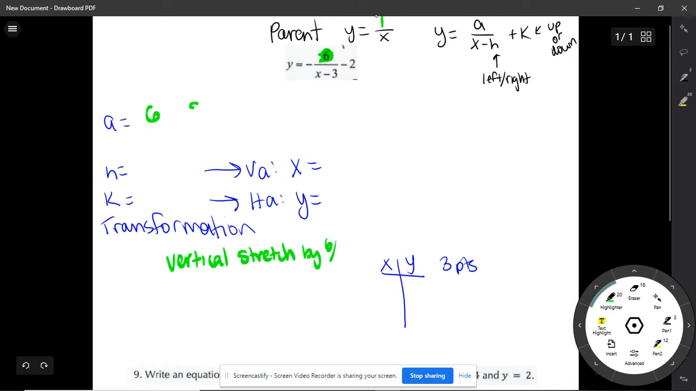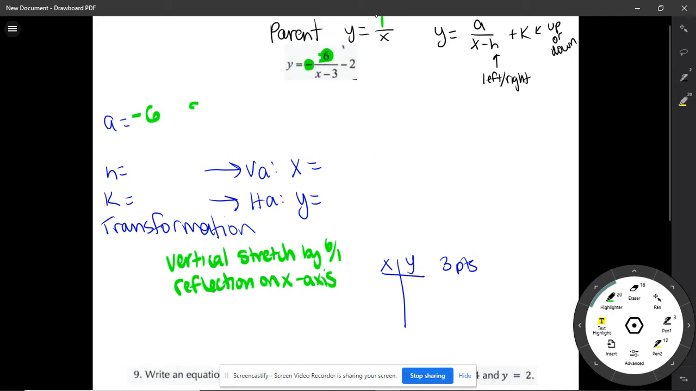by 6 to 1. And we also notice in front here, my parent function was a positive 1 over x. We have a negative here. So that also tells me that that negative is going to be a reflection on the x-axis or by the x-axis.